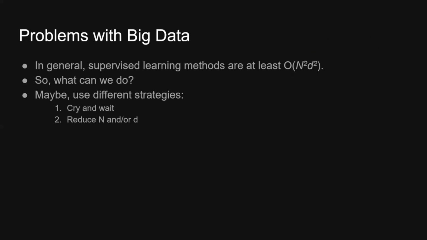The next strategy is to somehow reduce the number of data samples n or the dimensionality d. Again, the computational complexity is a function of n squared and d squared. So definitely, if you can find a way to reduce n or reduce d, then you might be able to solve the problem in a much more efficient way. That might be one of the strategies that you're looking for.